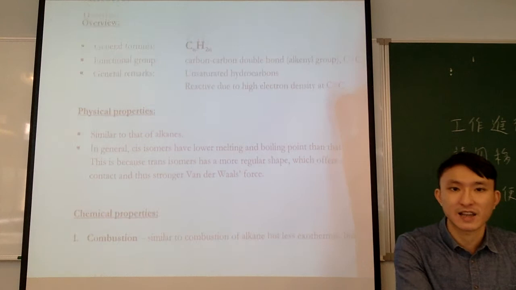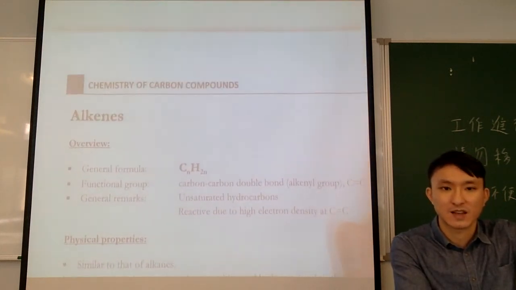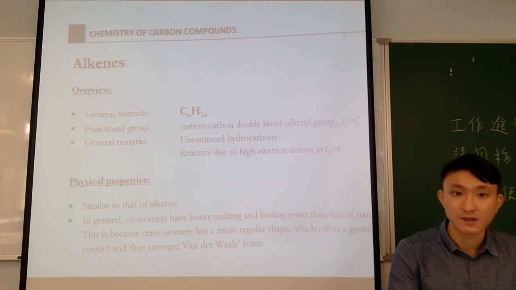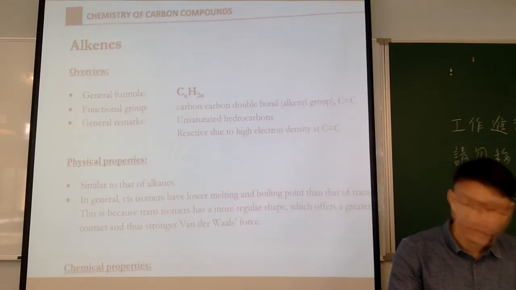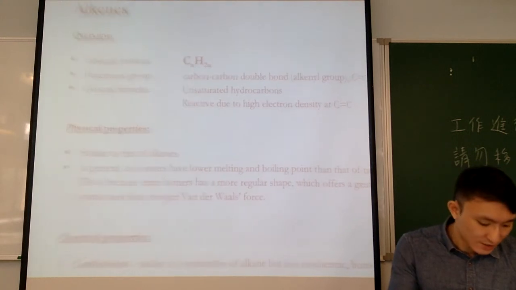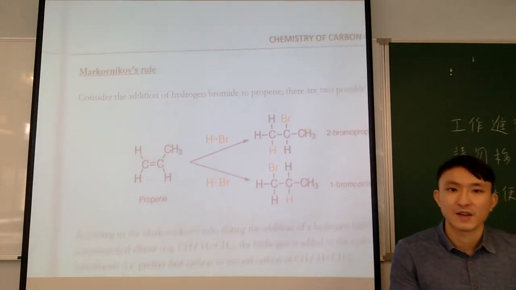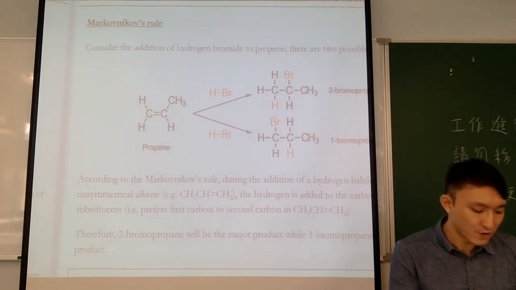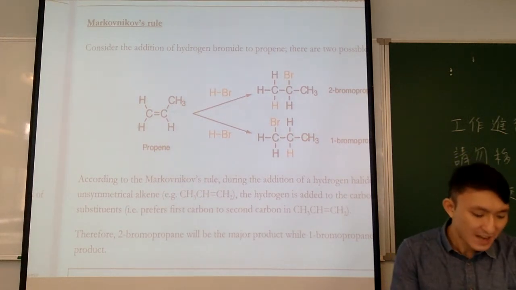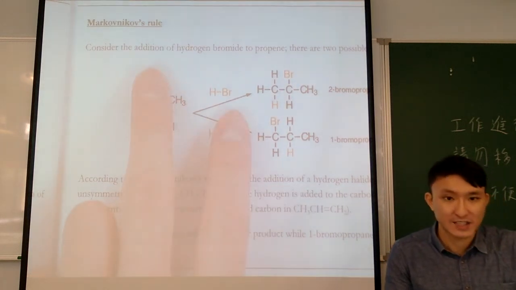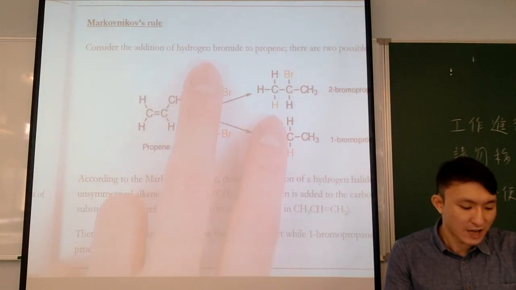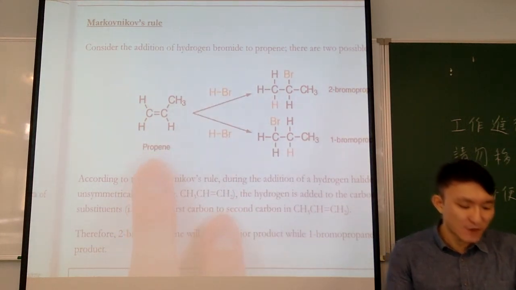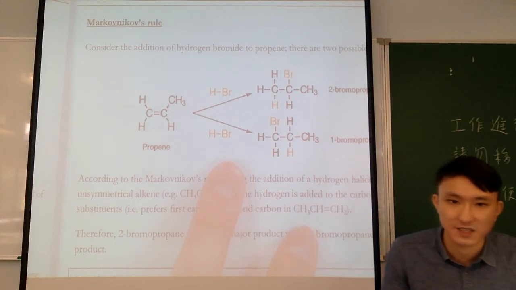But for alkene, there are some extra things that you have to pay attention to. Okay, so which is here. Okay, this one is what we call Markovnikov's rule. Markovnikov's rule. So here, let's just say we have an addition reaction of hydrogen bromide to propene. Okay, now you see it gives rise to 2 possible products.